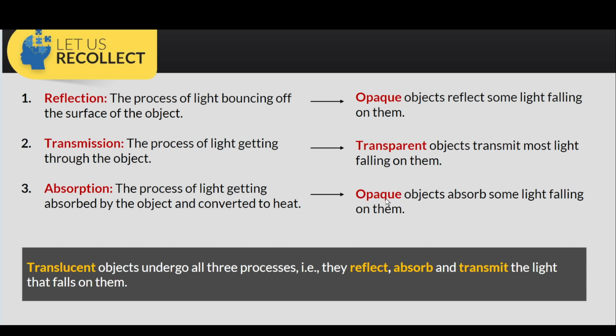And then there is translucent. Translucent means the ones which are blurry. You can see through these objects, but it is blurry. Like some plastic boxes, some which are very thin, so you can see through them, but it is blurry. So they are called translucent.